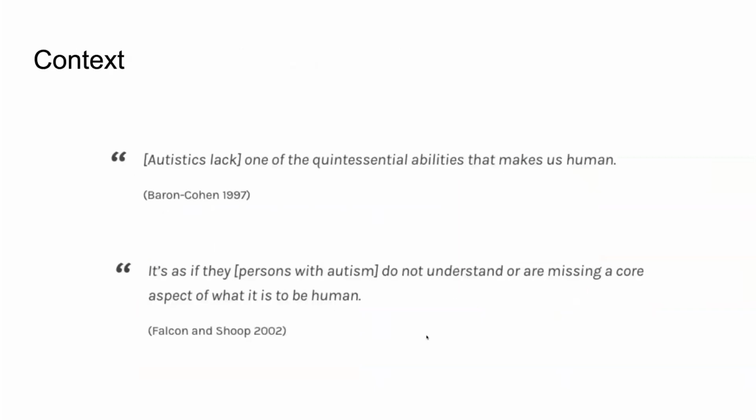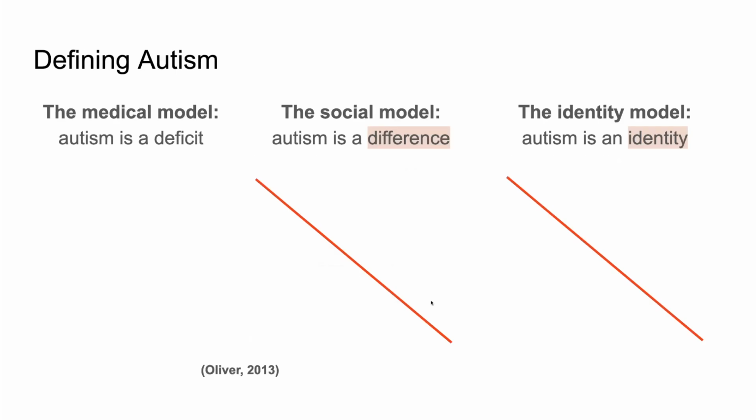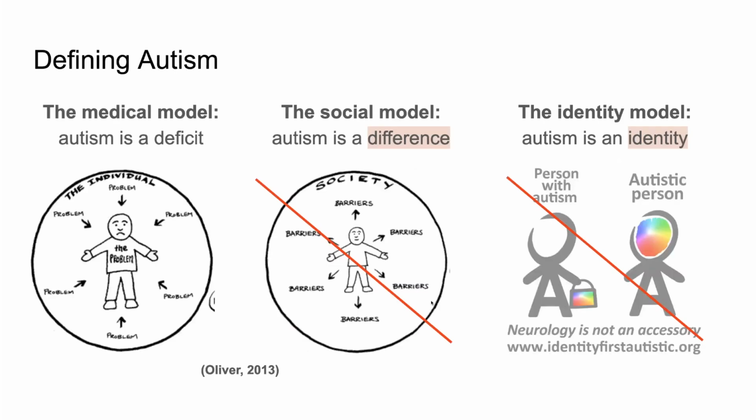To give you an example of the foundational work that dehumanized autistic people, these are two different papers in which both the authors are arguing that autistic people lack essential abilities that make us human. So as you can see from this example, they're applying the medical model because they're defining autism as a deficit, as opposed to the social model or the identity model, which look at autism as a difference or an identity.